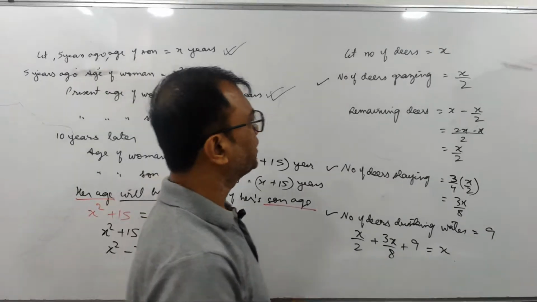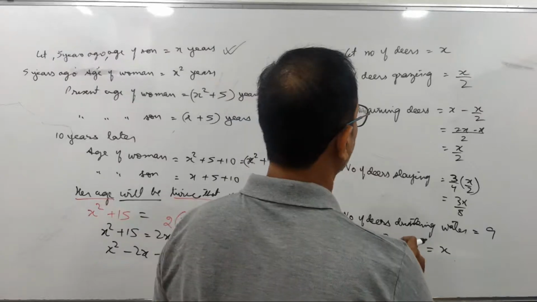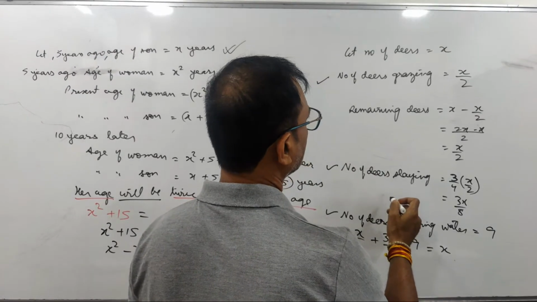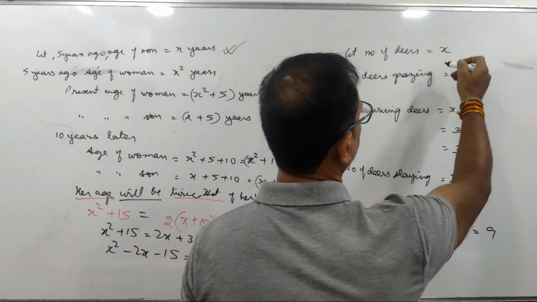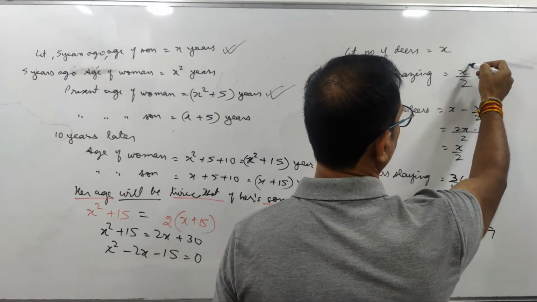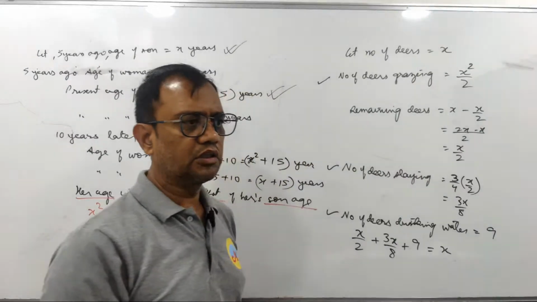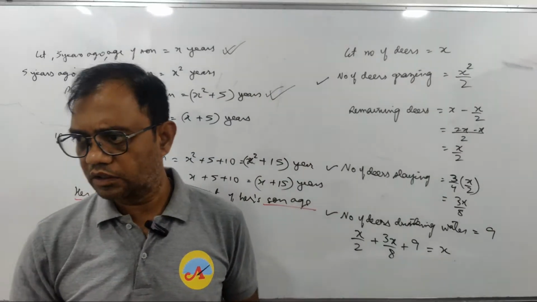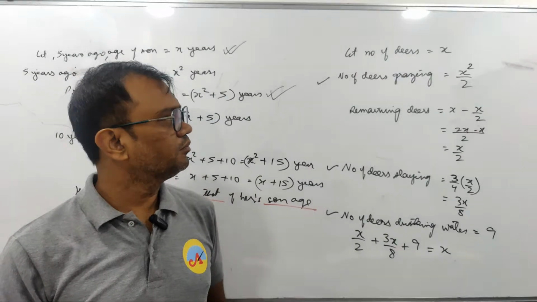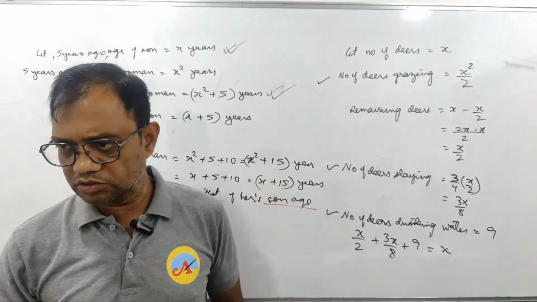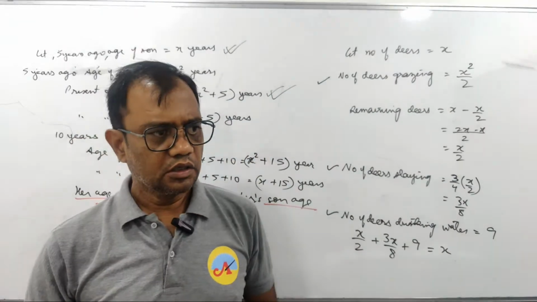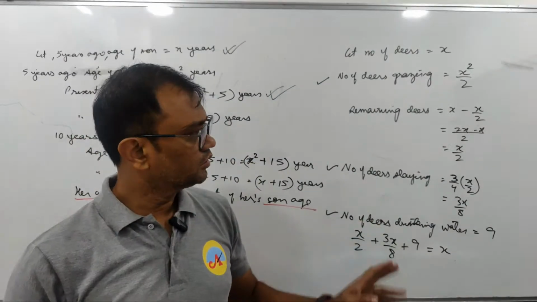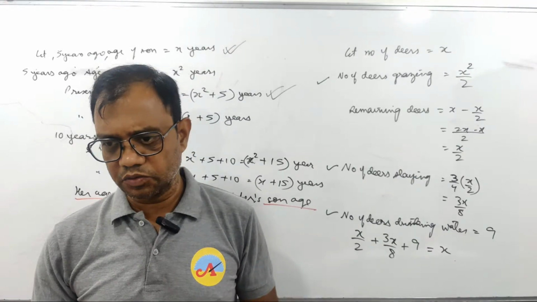So maybe the question might change, as the number of deer grazing is half the square of the number of deer. So it can be half the square of the number of deer. Then it will become x square. Suppose the question becomes half the square of the number of deer. So the square of the deer will become x square and then it will form a quadratic. Understand? So this way you can have the questions.